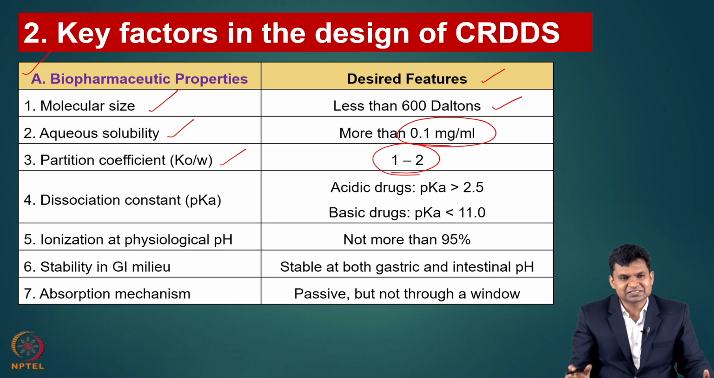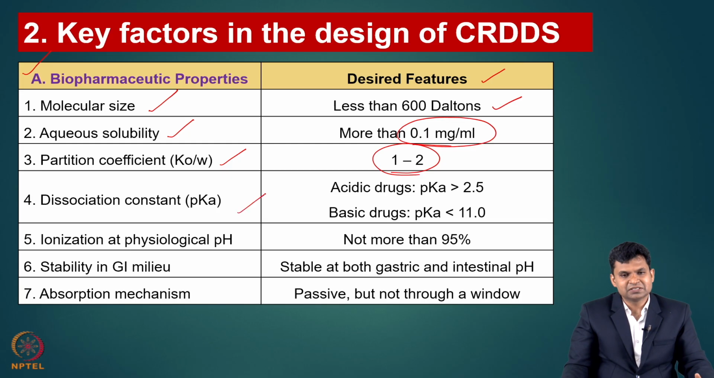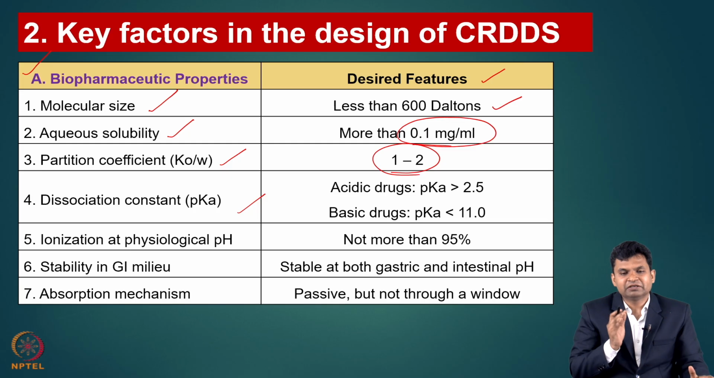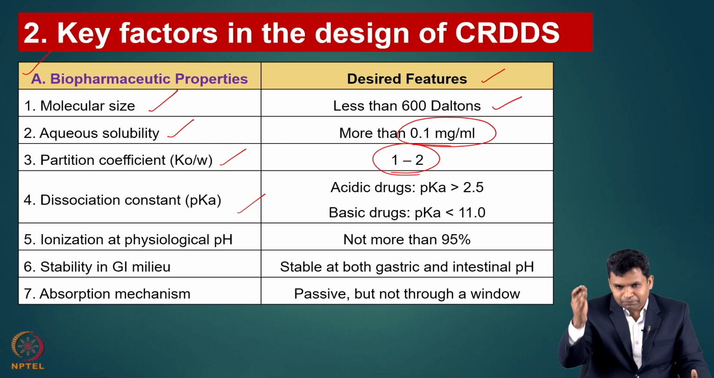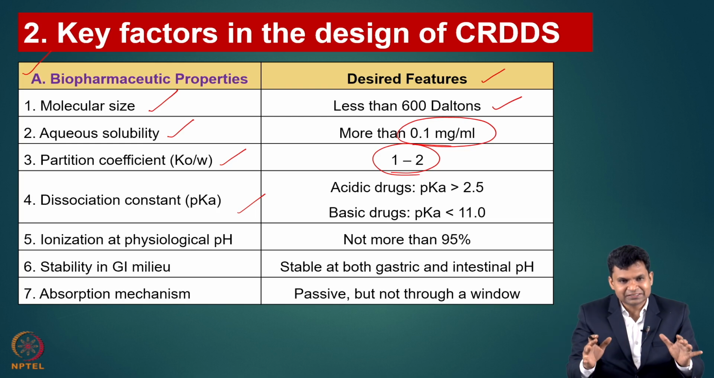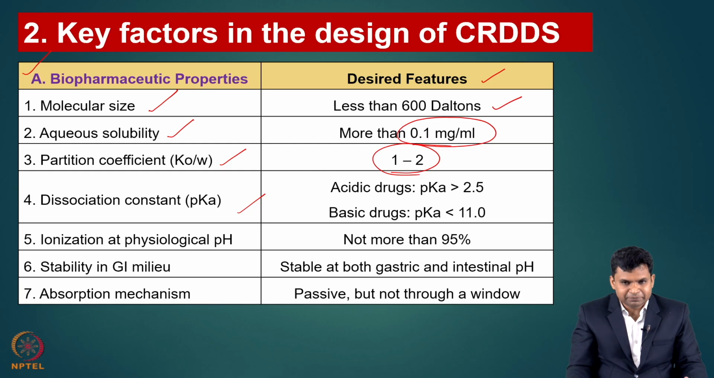In such cases we need to maintain the optimum partition coefficient, and then another parameter is the dissociation constant. This is very important, because when a drug is required to permeate through various biological barriers, the drug needs to be in the unionized form. So, to get into the unionized form, the dissociation constant is very important.